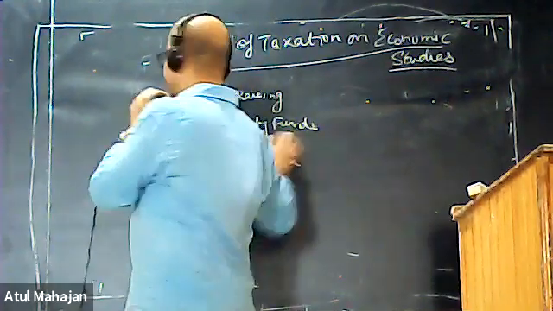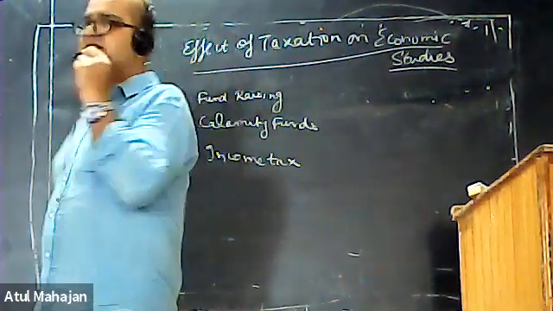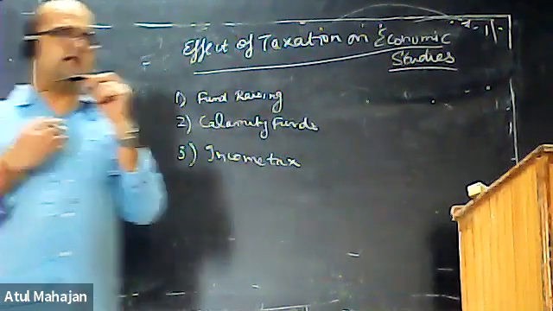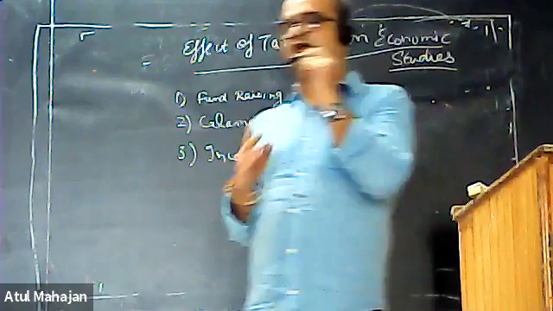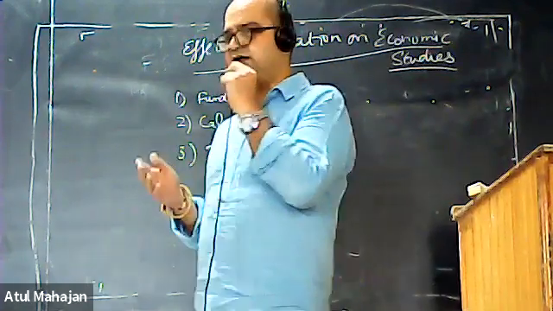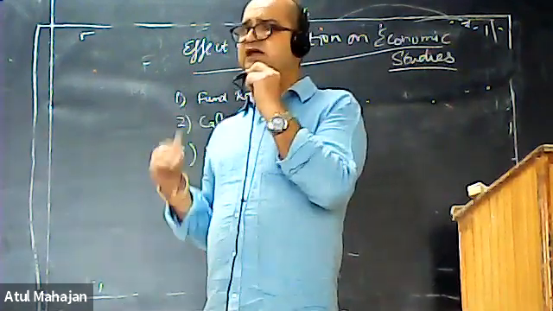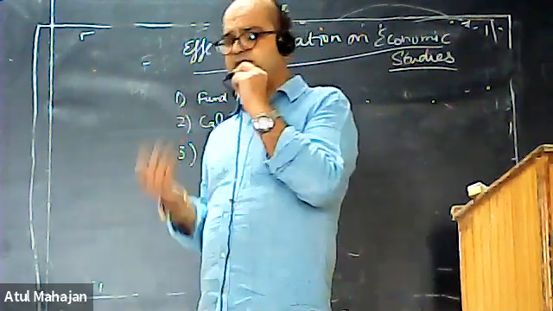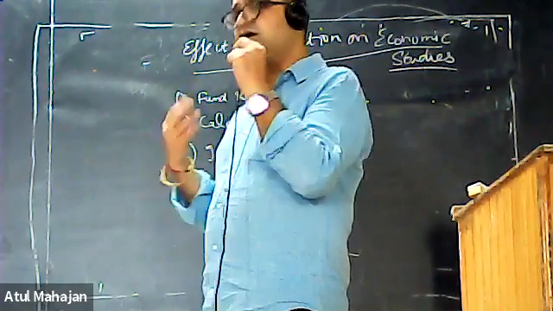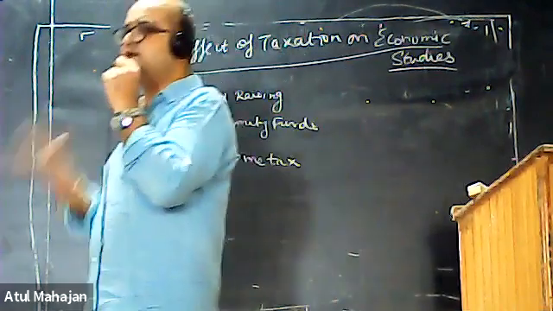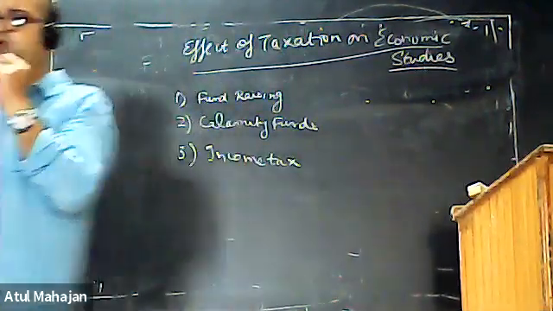Then there are calamity funds. Calamity funds means that sometimes we have certain pandemic situations, like right now we are facing the pandemic situation of COVID-19. Many people have lost their loved ones and family members, so they are getting compensation from the government. That compensation money, where is it coming from? It is coming from the government fund only.